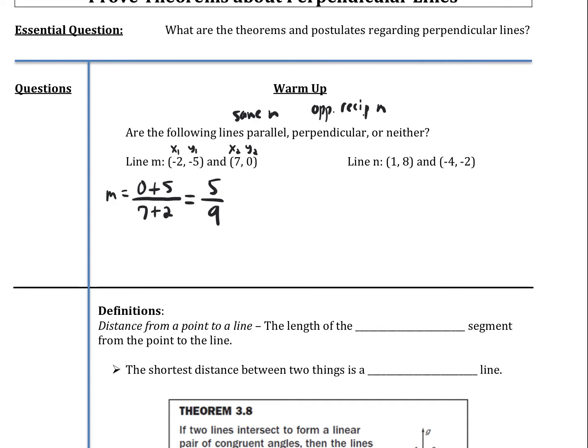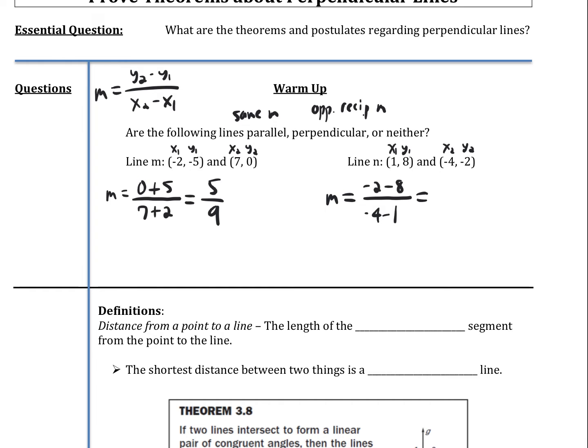Slope of the second line should be, we label our points again, x1, y1, x2, y2. Until you get pretty fluent with this, I would label your points every time to not make any mistakes. And remember the slope formula, y2 minus y1 over x2 minus x1. So y2 minus y1 is going to be -2 minus 8 over x2 minus x1, which is -4 minus 1, my bad.